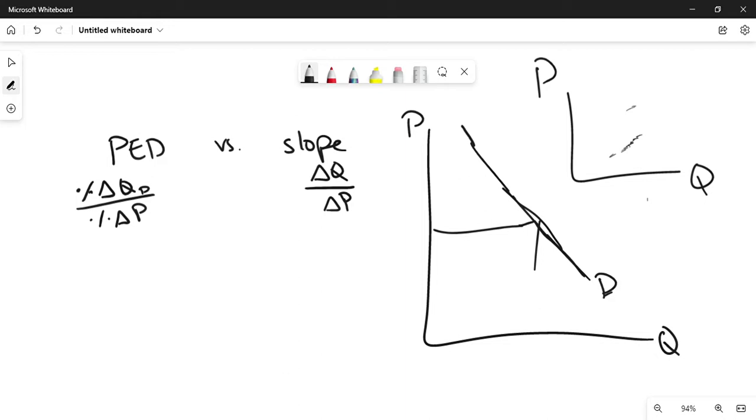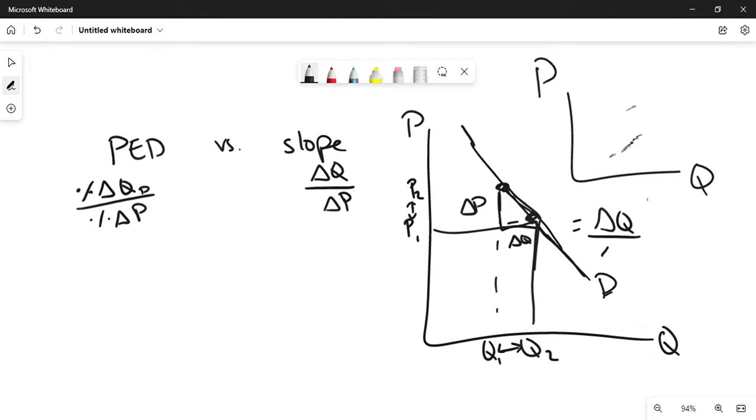Okay, so when we're doing slope, it's just the change in this or the change in this, right? So like this P2, P1, this distance versus Q1, Q2, this distance. Okay, so this is slope. You do this distance, change in P, this is change in Q. So it would be change in Q over change in P.